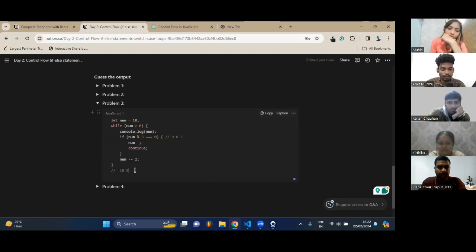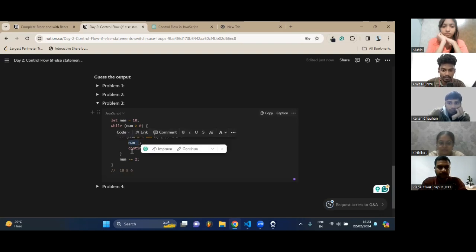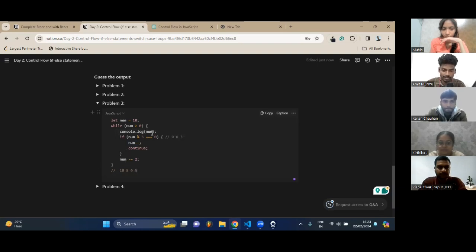So for the next iteration, the loop will start with num equal to 6, because we decreased by 2, and again we are logging it. So after logging we will have 6 on our console. Again we are checking if that 6 is divisible by 3 or not. Now it is divisible, so we are going into the if block, and we are first decrementing it by 1, and then we are continuing from the rest of the iterations. So now our num is 5, and from that 5 we are not executing anything below this line. So on to the next iteration, we are again logging num. So we have 5, and again checking if that 5 is divisible by 3 or not.